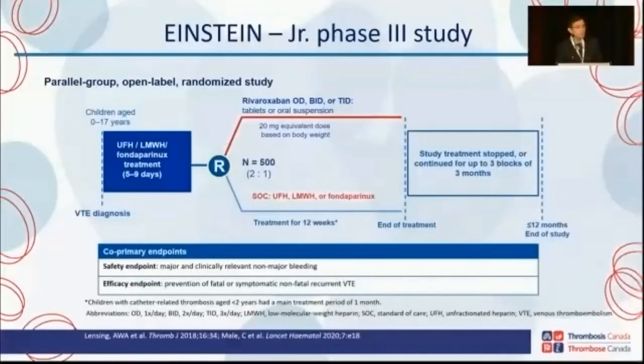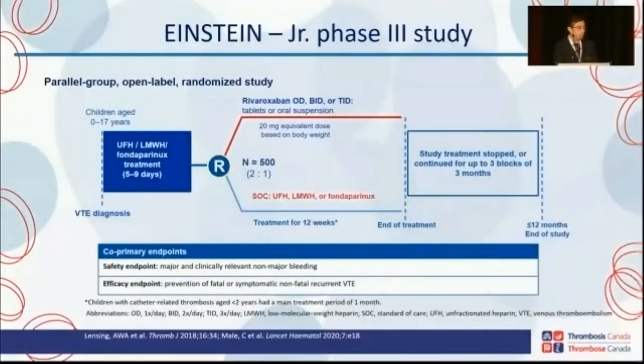So let's review the phase 3 EINSTEIN-Jr randomized trial that involved more than 100 sites throughout 28 countries around the world. 500 patients were randomized in a 2-to-1 ratio for this parallel open-label randomized study. Individuals with an objectively documented VTE were initially treated with standard of care for up to 5 to 9 days, and then they would start receiving a Rivaroxaban dose equivalent to 20 milligrams of the adult trials. They would be treated for 3 months and had a final imaging study at the end of therapy.